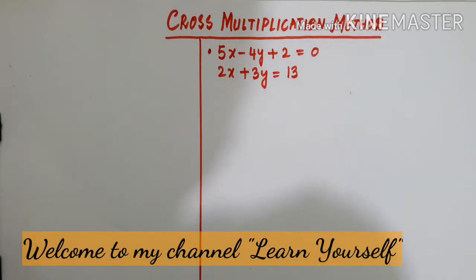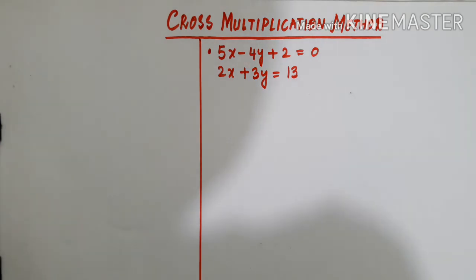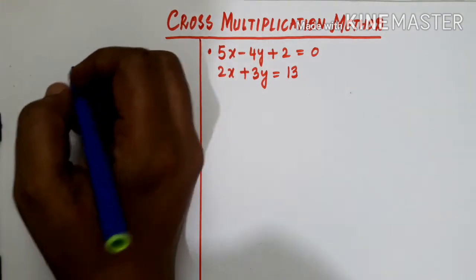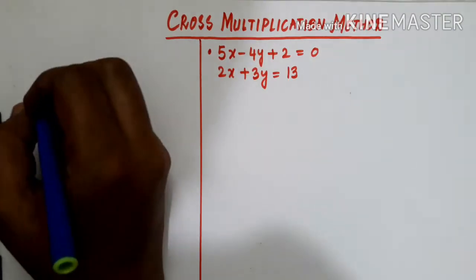Hello everybody. In this class we are going to understand the method of cross multiplication. You have read until now the substitution method and elimination method. Now the next method you have is the cross multiplication method. So here let me just write the simultaneous linear equations in two variables.